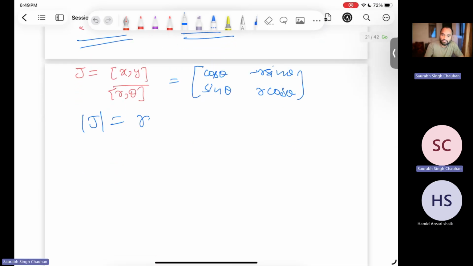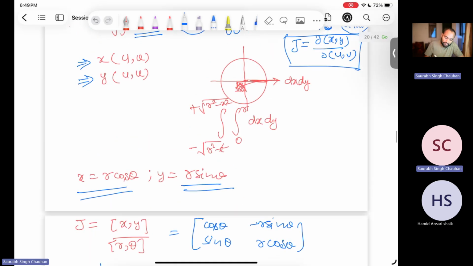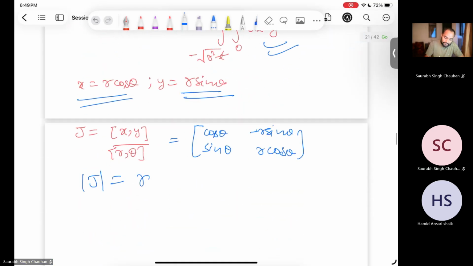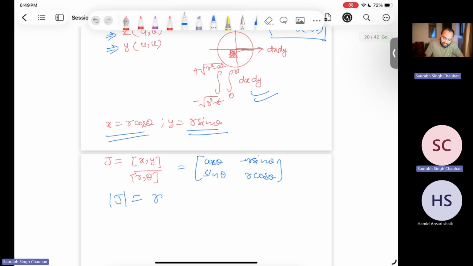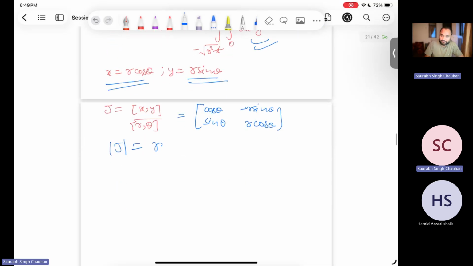Okay. So this integration that you want to integrate here, is it r square? No, it's r. It is r, not r square. cos theta times r cos theta, so r cos theta, cos square theta minus r sin square theta. So that is r. Okay.